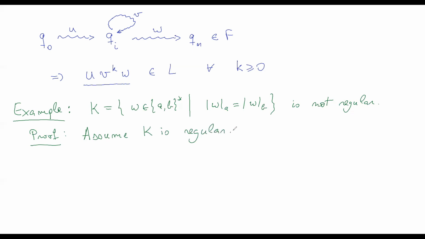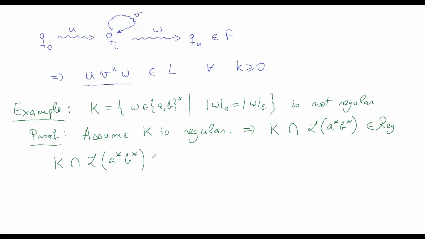And here is the creative part. You could go about this in different ways, but I find that one easy way is also to realize that this implies that K intersected with the language of this regular expression, A star B star, also has to be regular, or recognizable. Because this is a regular language, and I have just assumed that K is regular, and the intersection of two regular languages is regular. But now we have to think about this. So this intersection, what language is this?